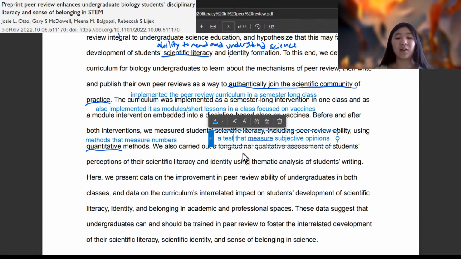So we also carried out a longitudinal qualitative assessment of students' perceptions, yes. So that would mean a test that measures subjective opinions over a long period of time.